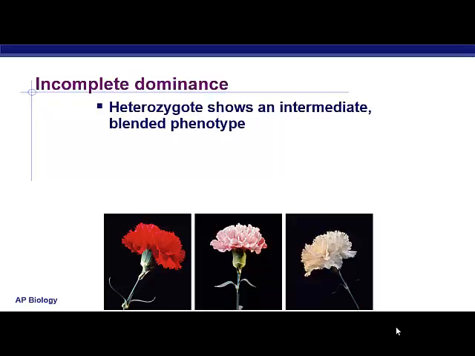The example I have here is a red flower and a white flower. When you cross the red flower and the white flower, you get a pink flower. The pink flower shows up because red is dominant and white is also dominant. But this is a little bit tricky for kids. It's incomplete dominance. So neither one of those colors is overpowering the other color.